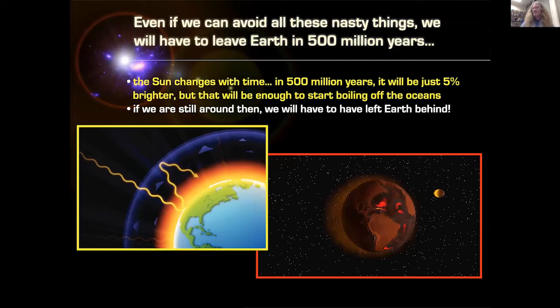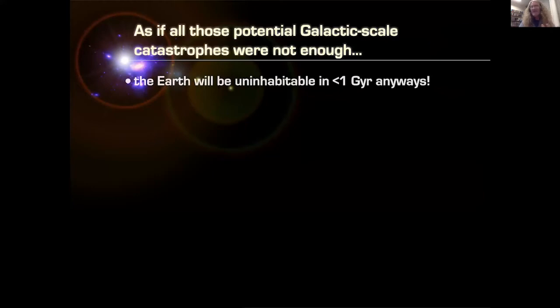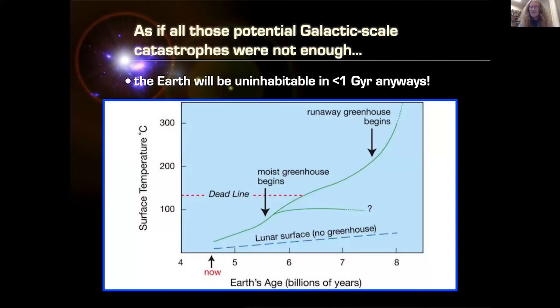I'm not talking a million years here. I'm moving ahead 500 million years, which is pretty long. It's only been 200 million years since we've had mammals here on Earth. So we're looking another few hundred million years in the future. The sun will be 5% brighter, 5% more luminous than it is right now, but that's enough to start boiling off the oceans. Average temperature will move from about 20 degrees Celsius to somewhere up around 50 degrees centigrade.